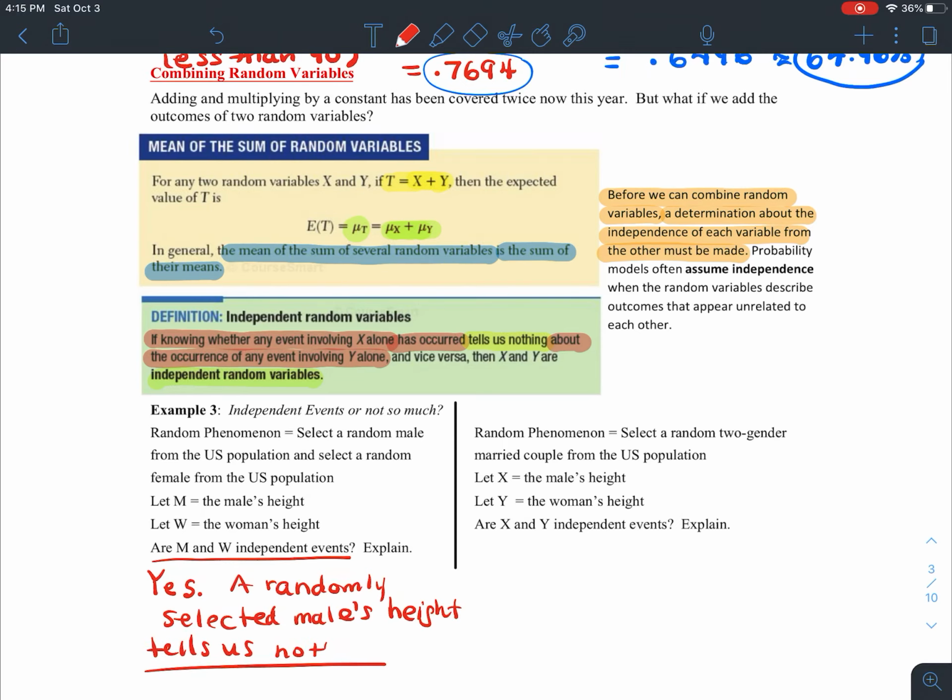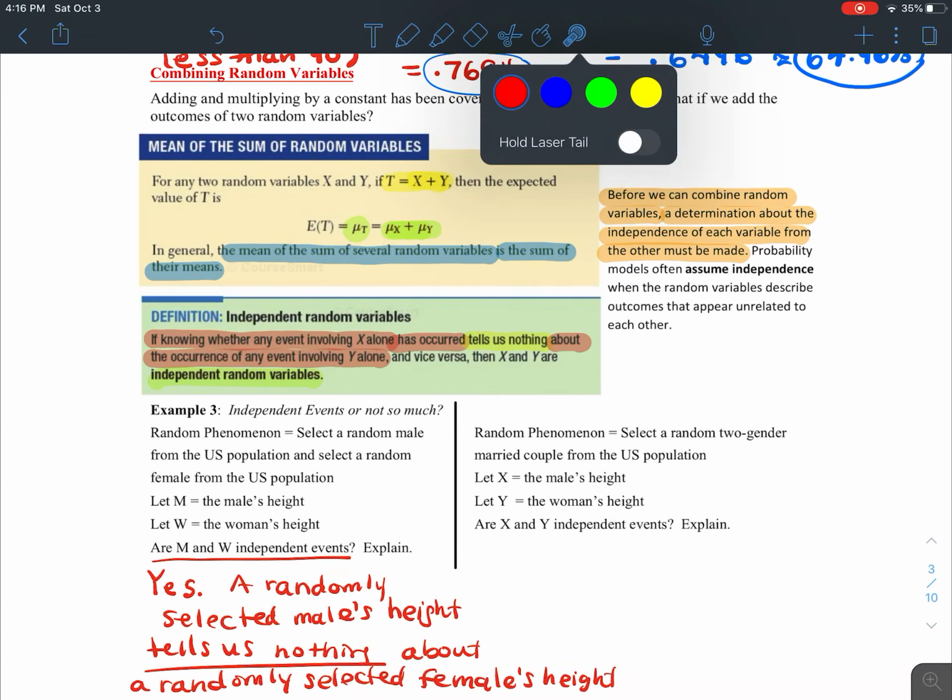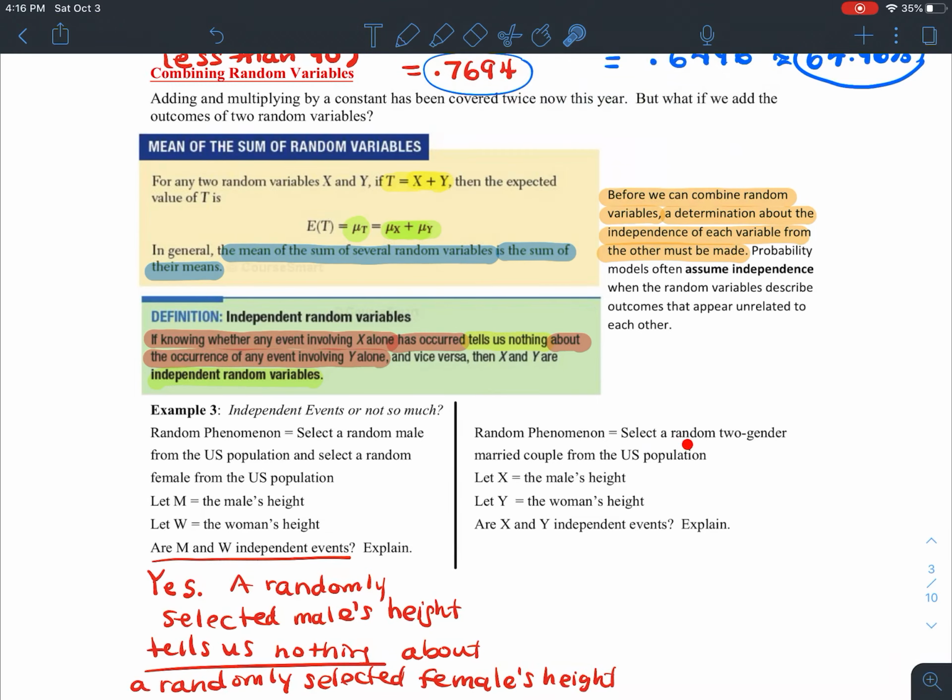Okay, so we're going to say a randomly selected male's height tells us nothing about a randomly selected female's height. Okay, that means that they're independent. Therefore, if we were wanting in a problem to try to combine these random variables together, we could completely do that. It would be fine, and whatever the average heights would be, they could be combined together there.